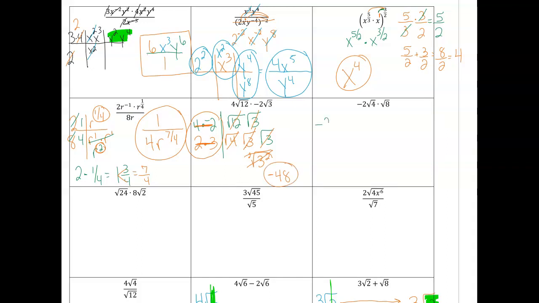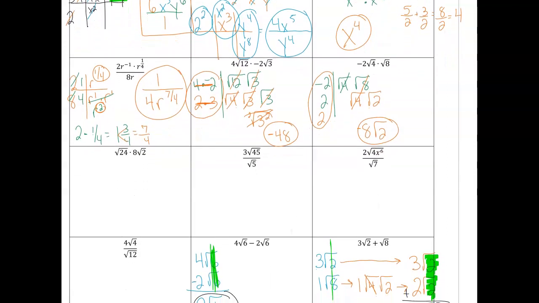So here's -2 in a house, square root of 4, square root of 8. So I notice immediately that's perfect. It can move out. The square root of 8, I'm going to break down into the square root of 4 and the square root of 2. The square root of 4 is perfect, so it can move out into the other house. So when I multiply all of these, I get a -8, and I still have a square root of 2 in my check mark. All right, let's go to the next one.